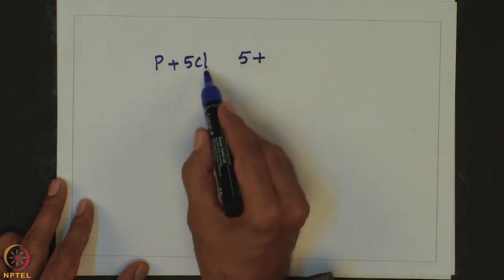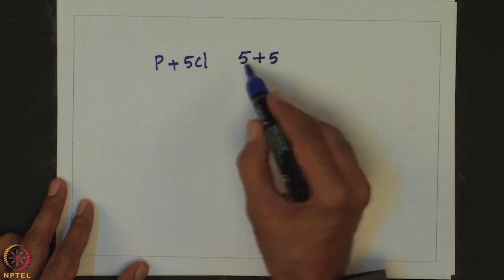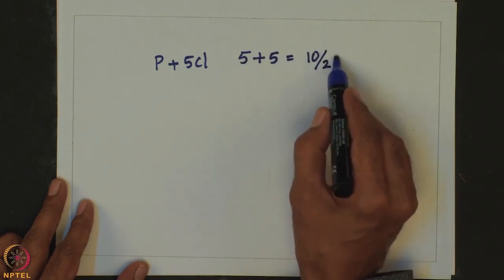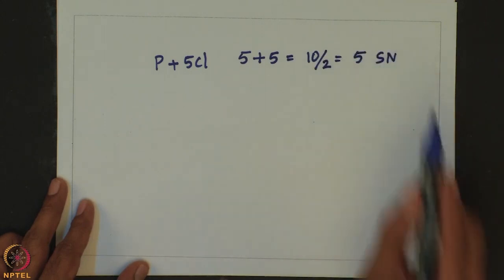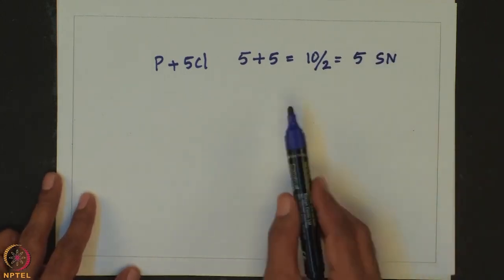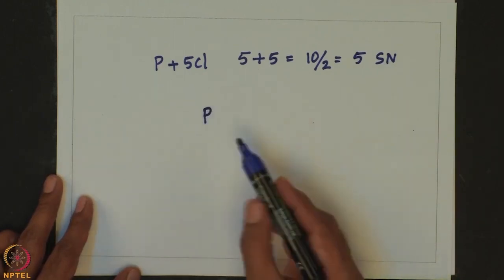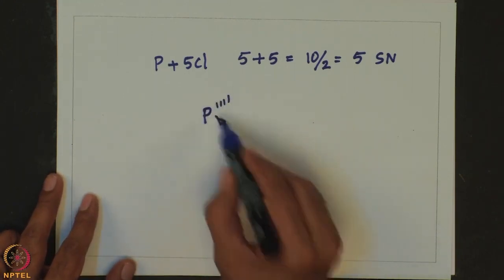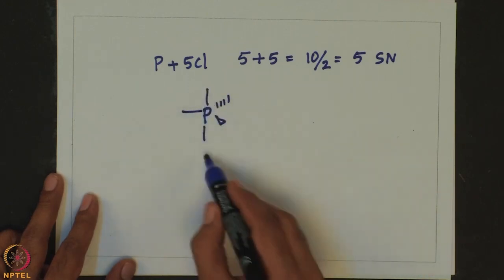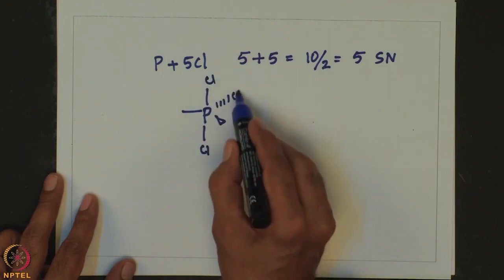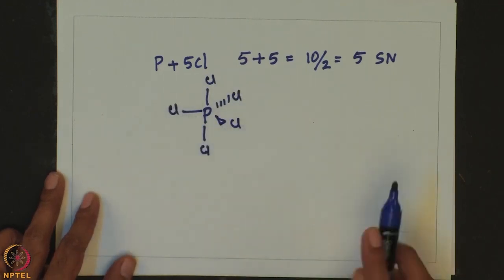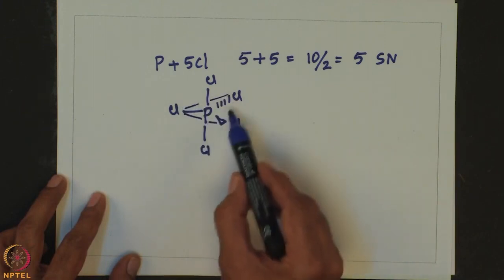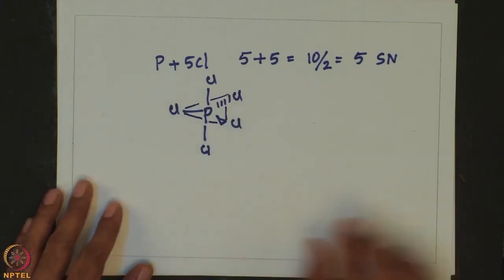Plus each chlorine is giving 1 electron. So we have a total of 5 coming from 5 chlorines. So we have 10 electrons. We have a total of 10 electrons divided by 2. 5 is the steric number. Now we know the steric number is 5. Now with steric number 5, the geometry that's supposed to be considered is trigonal bipyramidal. And now place. So this is how we can write the structure of PCl5 molecule, which has trigonal bipyramidal geometry.